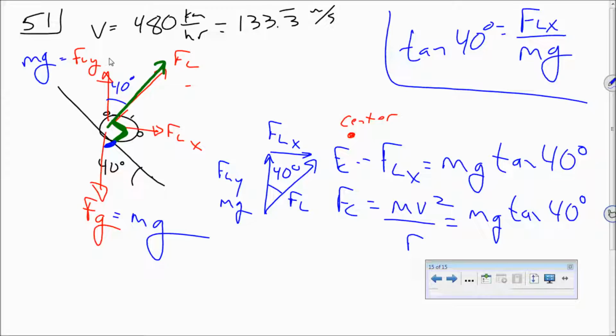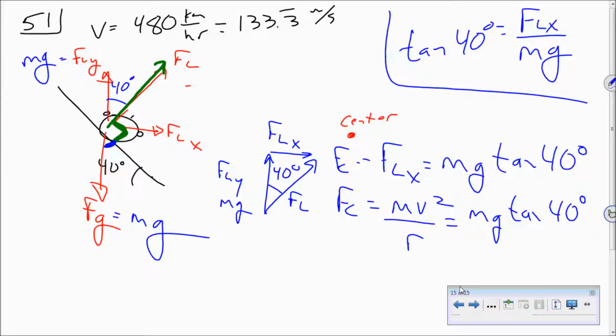All right, so I'm looking at this equation down here. I notice that the m's cancel. Kabam. All right, I've lost track of what the question was. What are we trying to find here? Radius. Oh, right on. We're good. We know the velocity, we know g, we know tangent of 40, and we got to find r. So algebra and you're done.